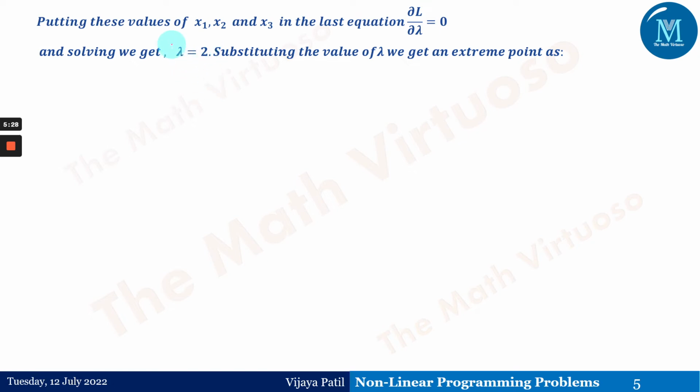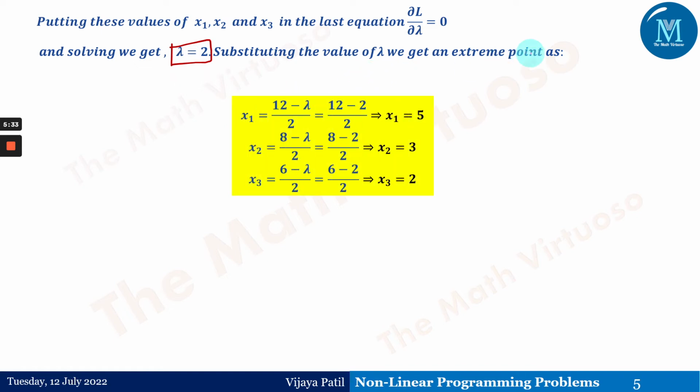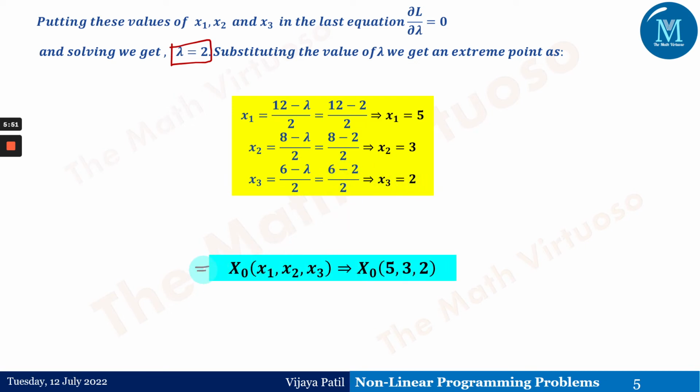Now taking the value of lambda equals 2, we get the extreme points. x1 is (12 − λ)/2, that is (12 − 2)/2, so x1 is 5. x2 is (8 − 2)/2, that is x2 is 3. Then x3 is (6 − 2)/2, that is x3 equals 2. So we have got the point as (x1, x2, x3) = (5, 3, 2).